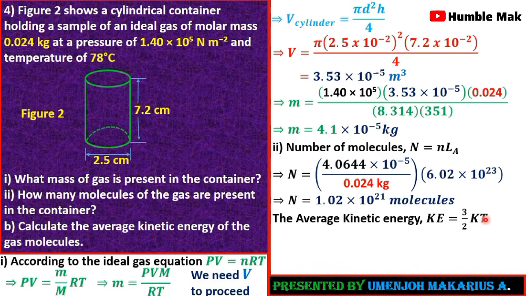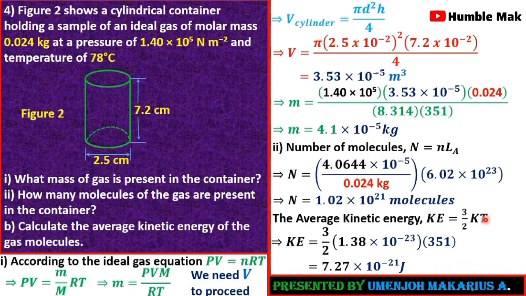T is simply the absolute temperature. So in this case, friends, if we plug in everything, we're going to have 3 over 2. The Boltzmann's constant from the formula booklet is given as 1.38 times 10 raised to the power negative 23. The absolute temperature is 351 Kelvin. Simplifying, we have 7.27 times 10 raised to the power negative 21 joules. So friends, that is the kinetic energy. Okay friends, that's it for this question.